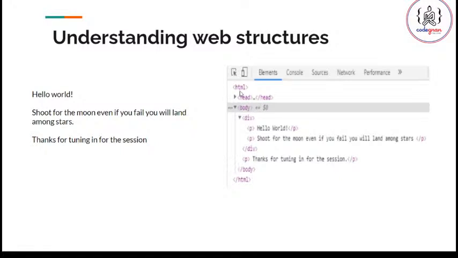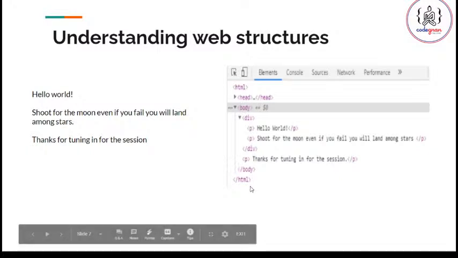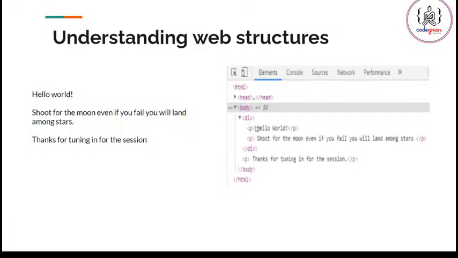So here if you see, you have this HTML at the beginning, right, and here you have this HTML at the end. Now, you have HTML at the beginning and end because all the things that you see on the internet are placed within this HTML tag. Then you have something called head, then you have the body, right, and if you see, this is nested inside this HTML, and then you have the body, and inside this body you have a nested div tag, and inside this div tag you have this p tag that says hello world, and then you have another p tag that says shoot for the moon, even if you fail you will land among stars, right?